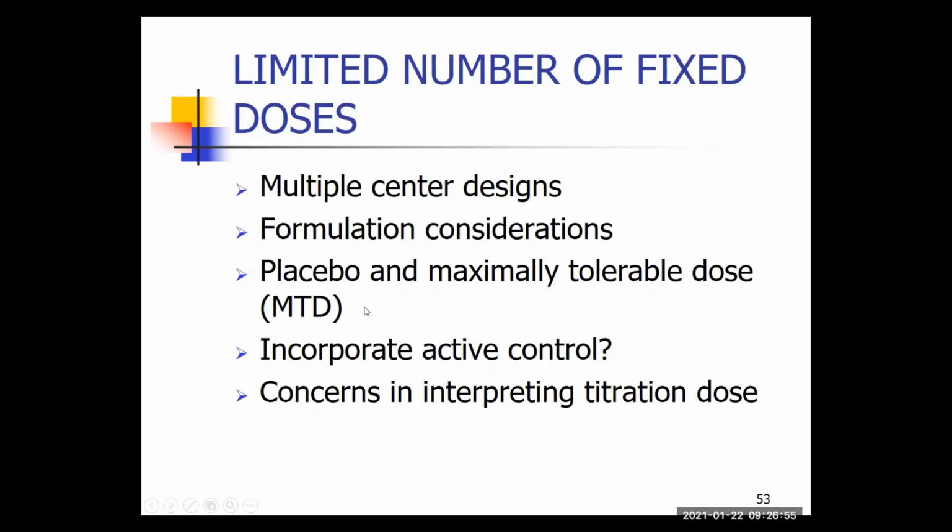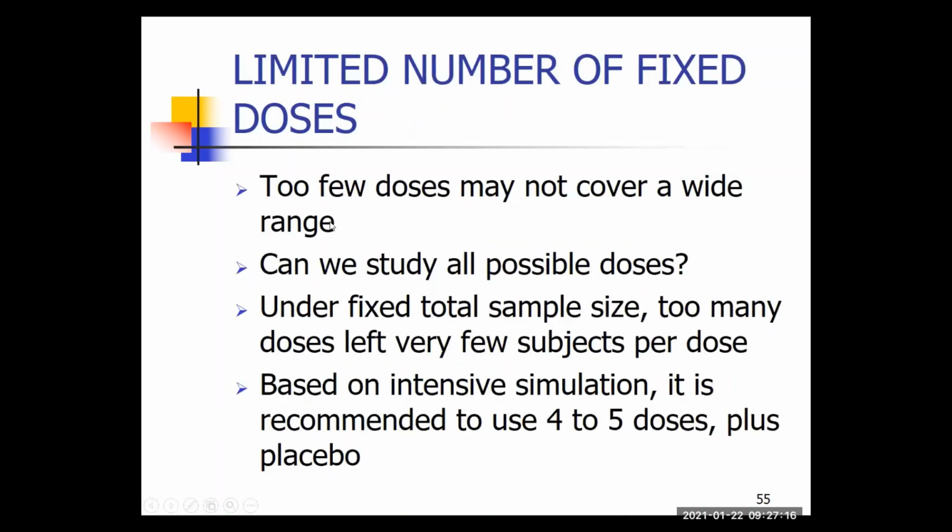And of course, for any dose ranging design, we want to have a placebo, and we want to have MTD in it. That already took 2 groups. Do you incorporate an active control? Then that's already 3 groups. We're not going to spend much time on titration designs, but the number of doses that can be tested is rather limited. Now, too few doses may not cover a wide range. If you have only 3 doses, like I said, 160 and 20, you can probably cover a 5-fold dose range, right?